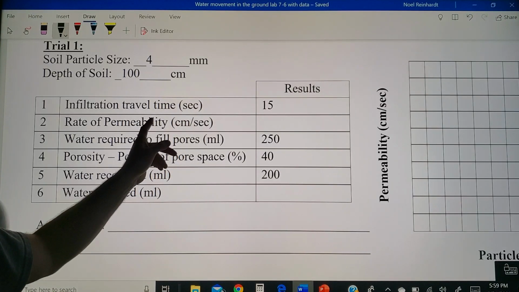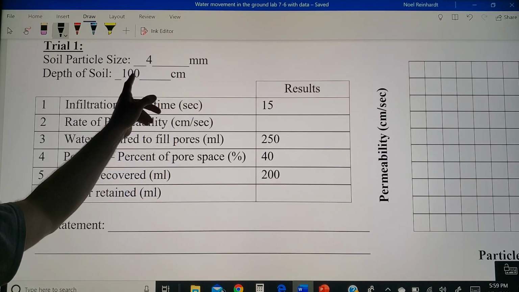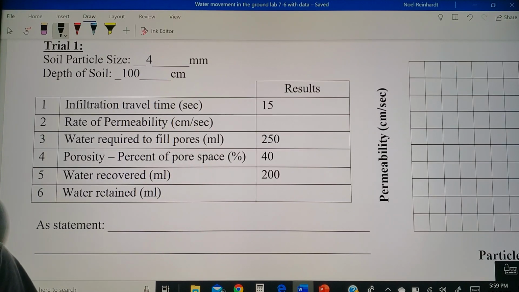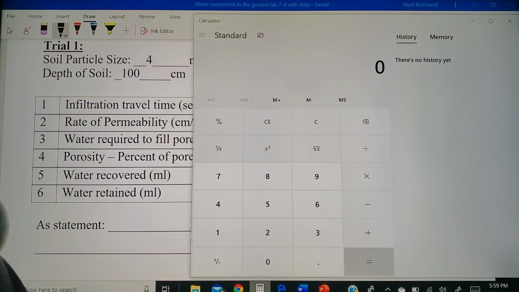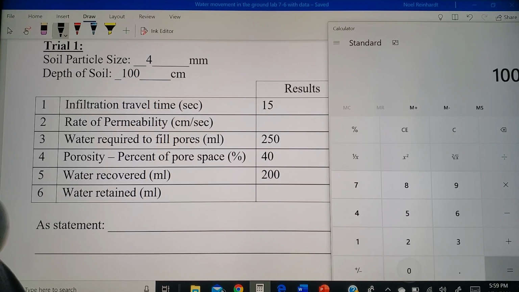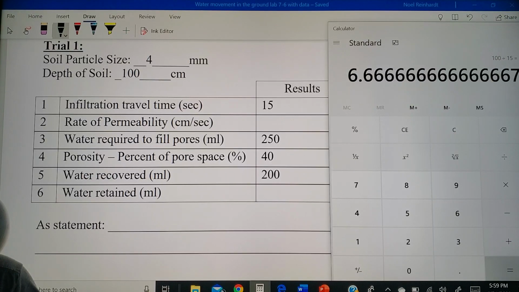So for rate of permeability, you had to take the depth, 100, and divide it by the time. So 100 divided by 15. Everybody's got your handy calculator. So there it is, 100 divided by 15. For your first rate, you should have gotten 6.6. We'll round that to about a 7.